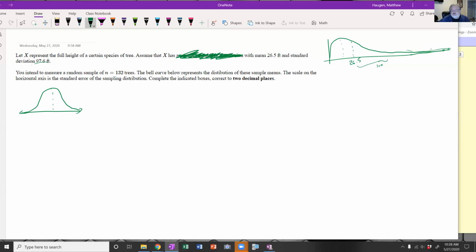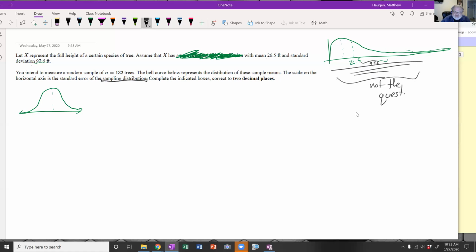So what's going on here? Well, the issue in this problem and in this section is that we are not looking at this population distribution. This is not what we're considering. Not the question. We're told about this population. We are told what its mean is. We're told what its standard deviation is, 97.6. What we're asked about is the sampling distribution.